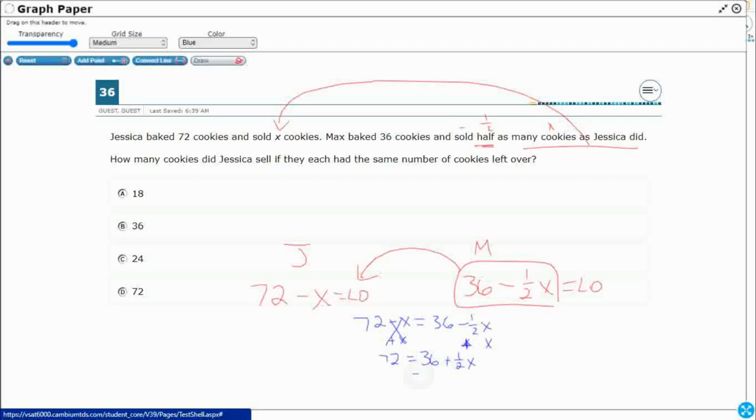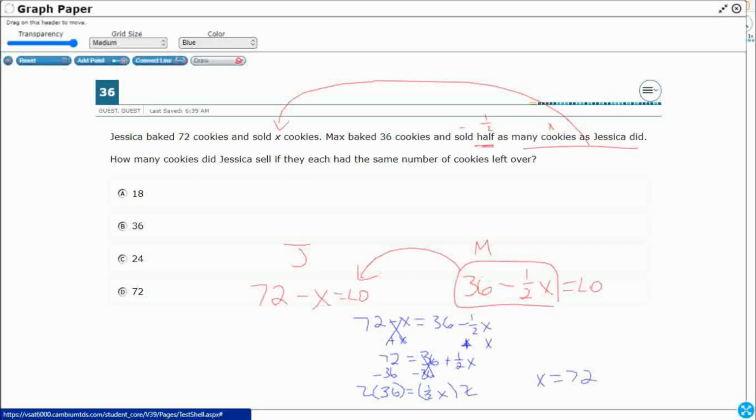Let me get rid of this 36 next. I'm going to subtract that from both sides. That's going to give me 36 equals 1/2 x. So I'm close, but I can't do anything with that. So I need to multiply both sides by 2. Because if I do that, 2 is the reciprocal of 1/2. 1/2 times 2 is 1. That cancels out. So that's going to say x equals 72.